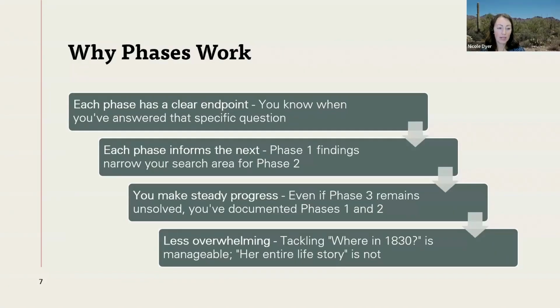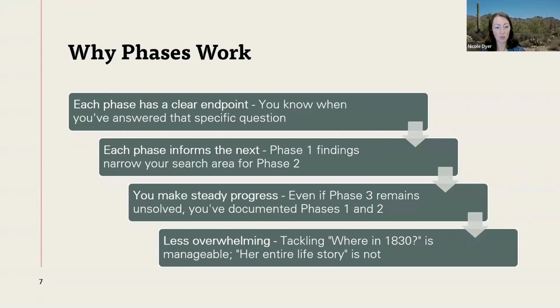So organizing our research objectives into phases works because each phase has a clear endpoint. You know when you've answered that specific question or you've exhausted all the potential resources. Like in my Arkansas phase, I looked at everything I could think of to find her death records, and her burial record just said after 1880 for her death. And so there wasn't really anything to narrow it down. Each phase informs the next. So what you find in phase one will help you narrow your search area for phase two. You can see, oh, I need to do more in this place within Mississippi or Arkansas.